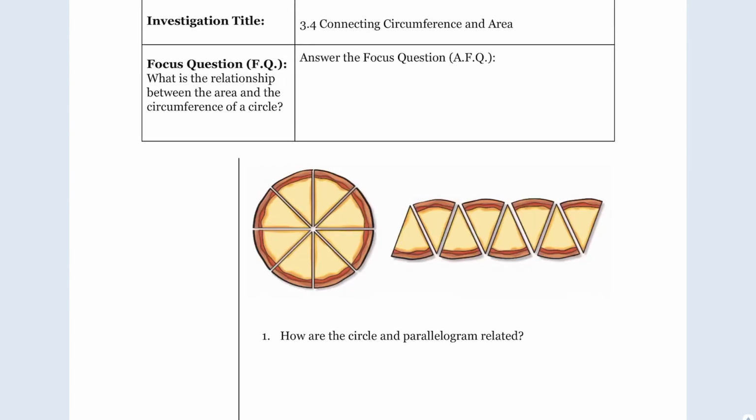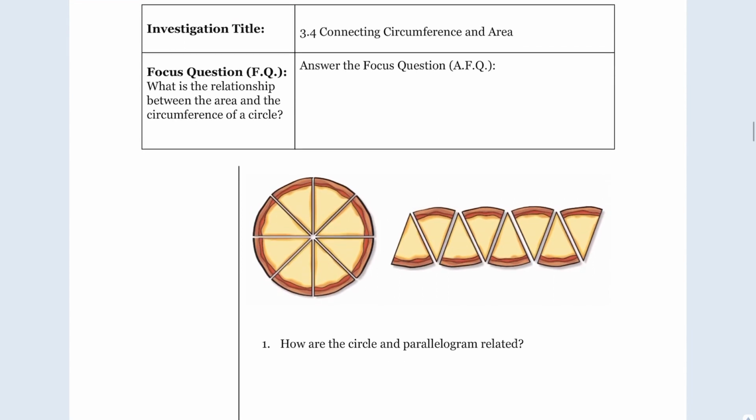Alrighty, good morning mathematicians. In this video today I'm going to be walking through lesson 3.4 in the unit of filling and wrapping. So we're continuing our discussion of circles. And we're going to determine, what exactly is the relationship between the area of a circle and its circumference? How are these two different measures related to one another?